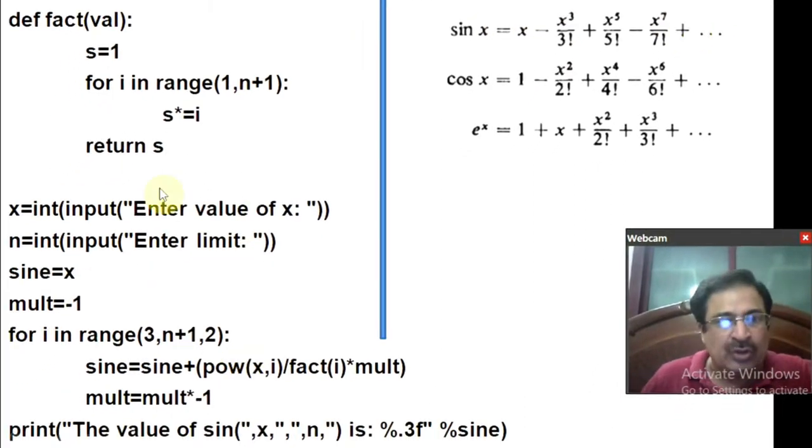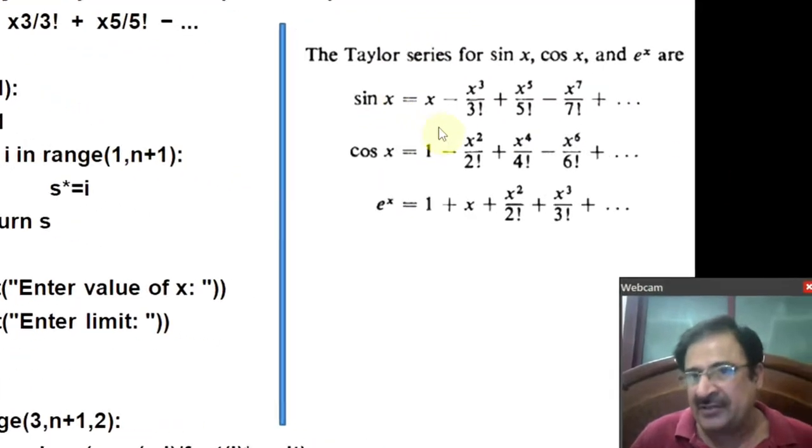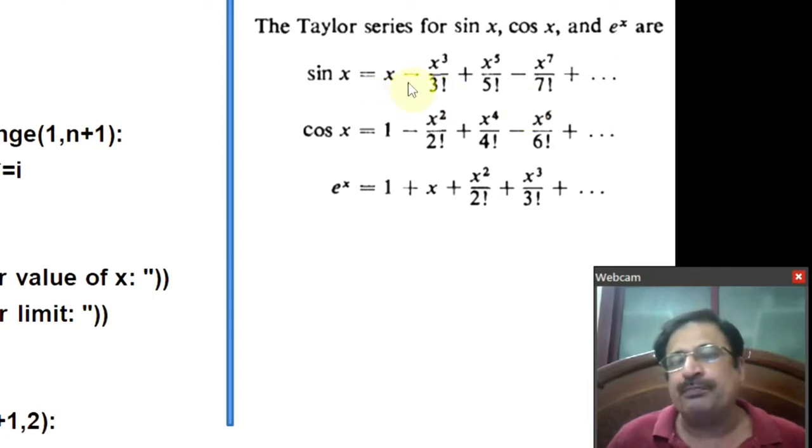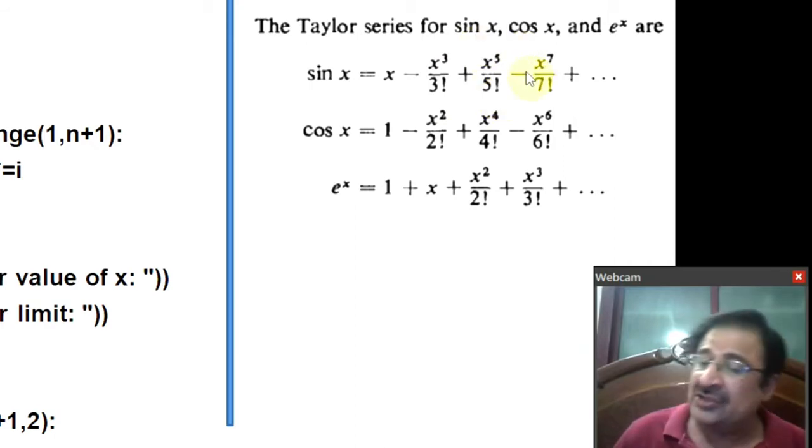Now we understand this code step by step, so watch this video up to the end. Let us start. Now this is a Taylor series. This is sine x, this is the formula: x minus x to the power 3 divided by factorial 3 plus x to the power 5 divided by factorial 5 minus, and so on. You will notice that one expression is negative, the next expression is positive, again the next is negative.